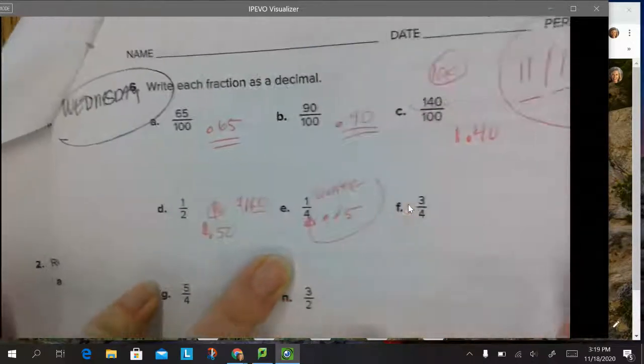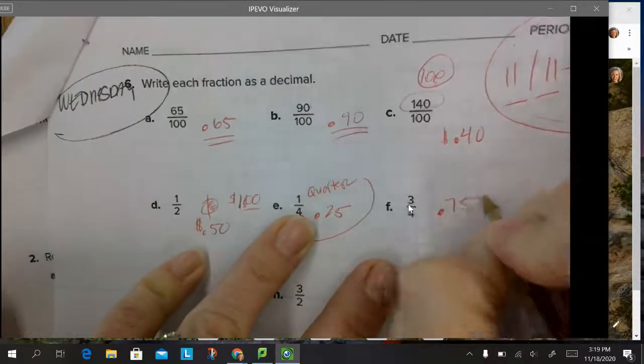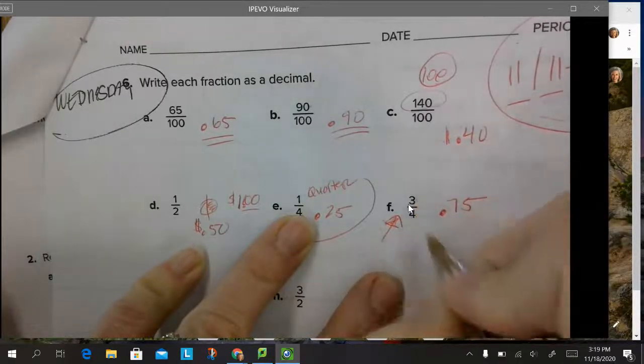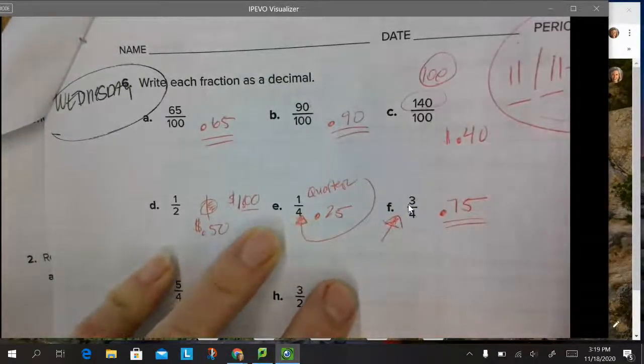Take a look at the next one. The next one is 3/4. 3/4 as a decimal is 0.75. Once again, think money. Money's always important. 3/4 out of 4 is going to give you 75 cents.